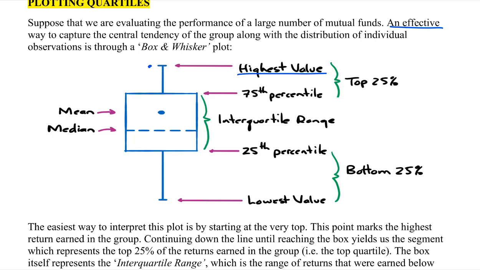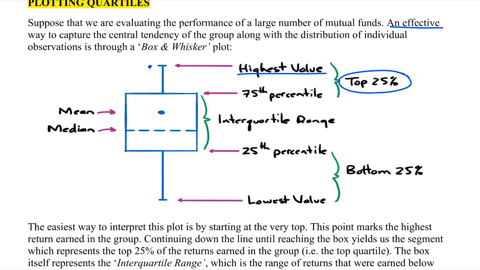So from the highest value to the top of the box here, we have the top 25% of all the mutual funds in the data set. So 25% of the highest returns fall within that range. And then naturally, of course, 25% of the lowest performers fall within this range right there. So then the conclusion is that 50% of the data set is somewhere in between there.